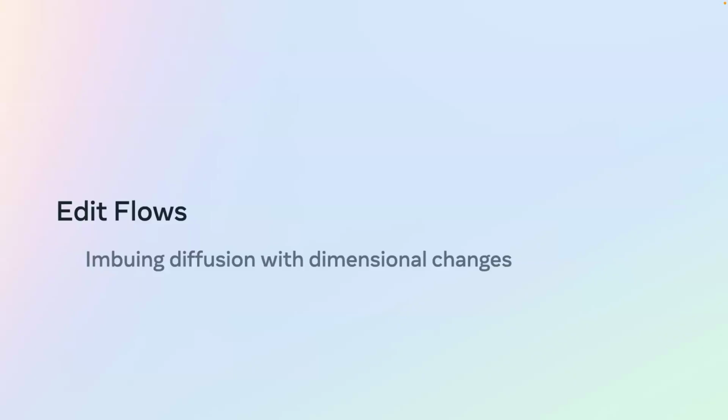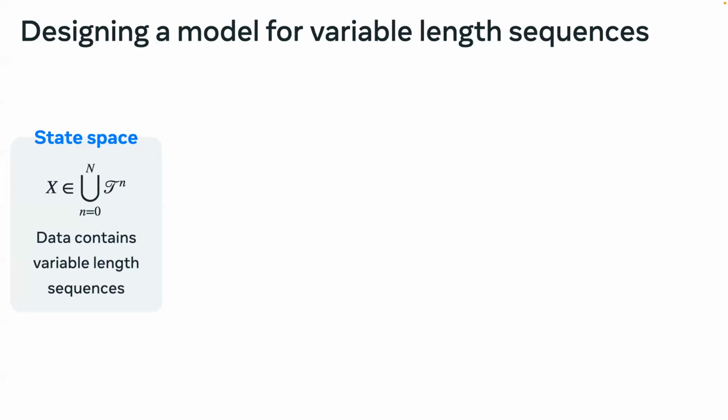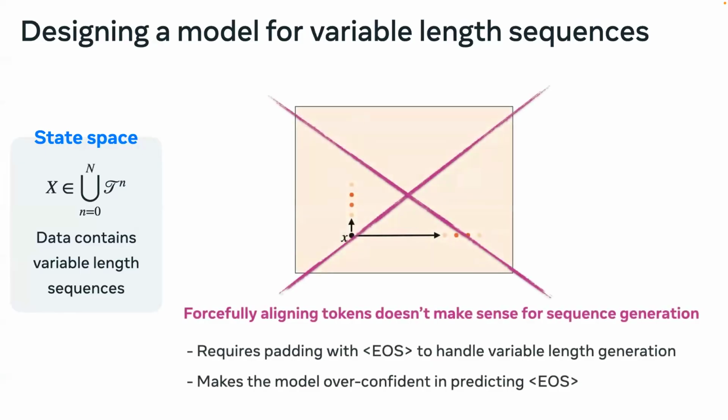Okay, so the last thing I'm going to talk about is imbuing diffusion with dimensional changes, right? Now we're getting to the interesting stuff, and I'm much more bullish about this than the little squiggles. So when we generate variable length sequences, the sequence is not fixed dimensional. It's the union of tokens to the power of n, where n could be some number. Previously, for discrete diffusion, we just did alignment, right? But we don't really want to be aligning tokens, because it doesn't really make sense. We want to be thinking about things like edit distance, because sequences are not that stringent temporally.